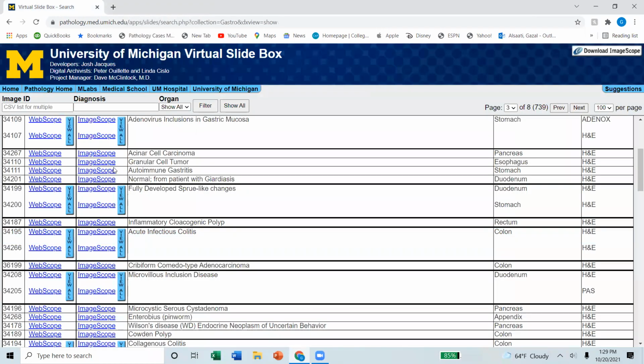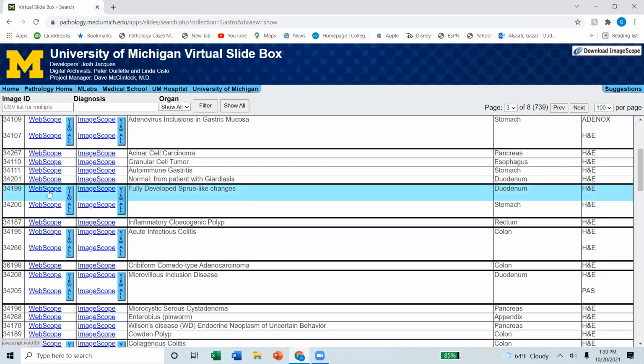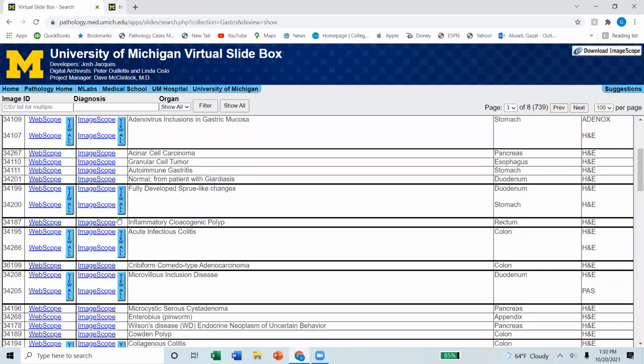Okay, so let's see if we have another stain on him. Nothing. So this is, no, well, that's the same case, right? Yeah, that's the same case. Okay, so moving on.